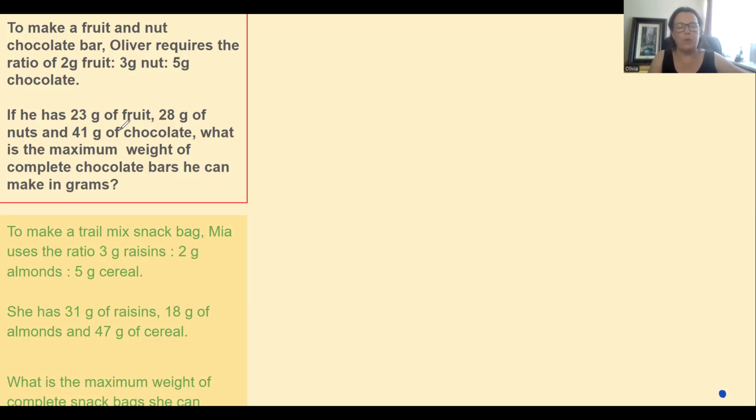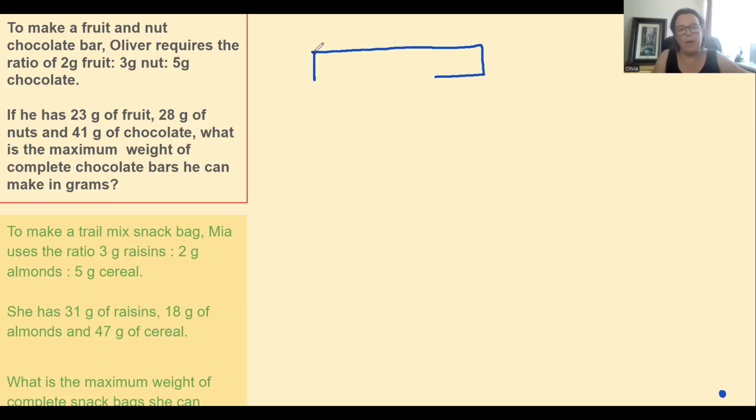So before answering this question, we need to make sure that we understand what it means. So let's go back over it. So we know that Oliver is making a chocolate bar. So let's draw the chocolate bar.